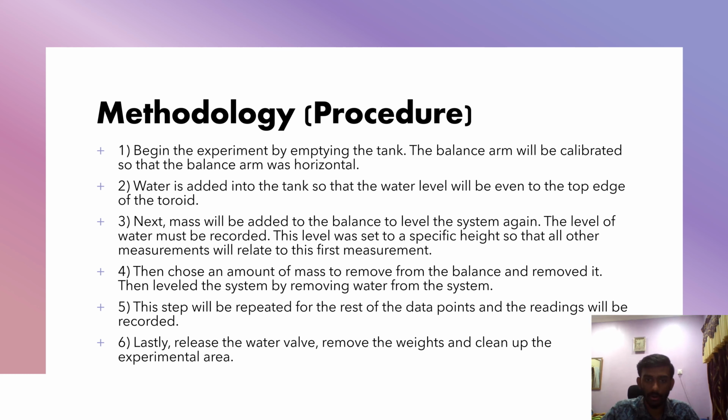Then choose an amount of mass to remove from the balance and remove it. Then level the system by removing water from the system. This step will be repeated for the rest of the data points and the readings will be recorded. Lastly, release the water valve, remove the weights and clean up the experimental area.